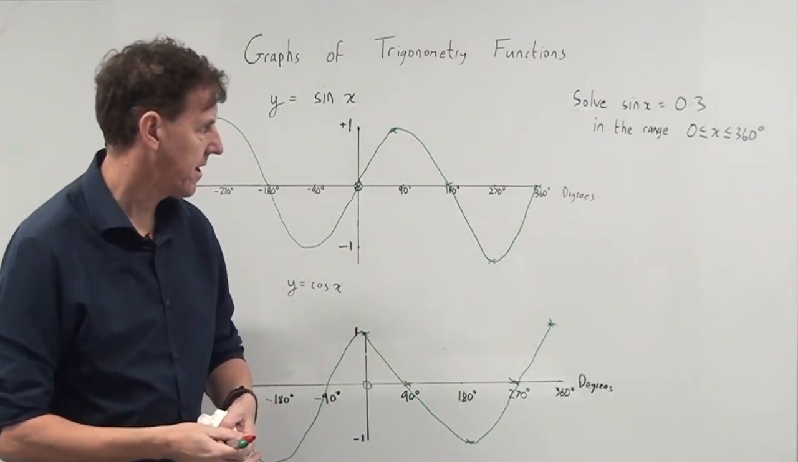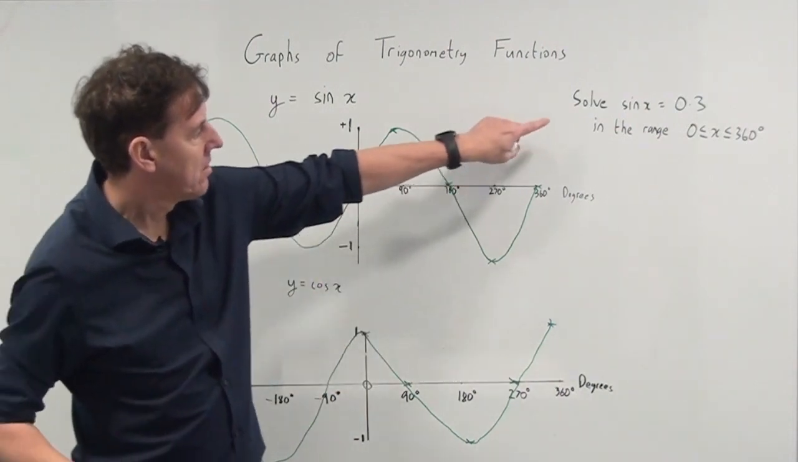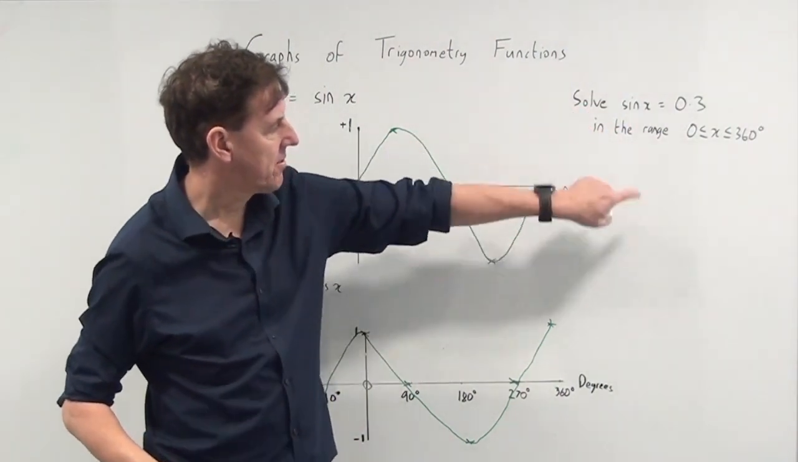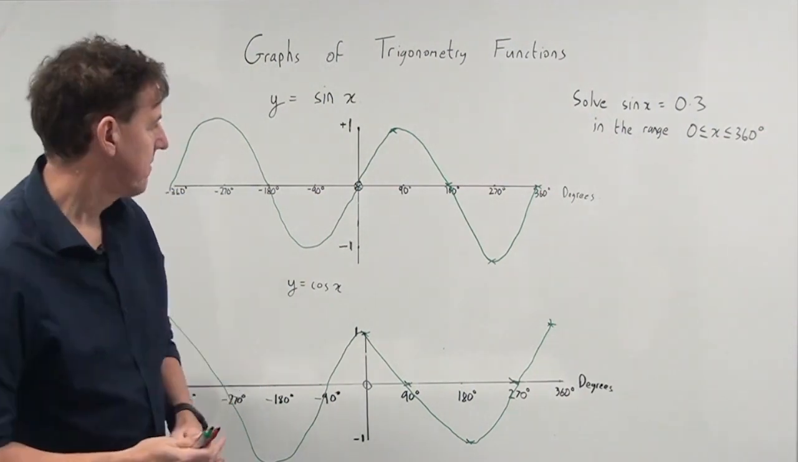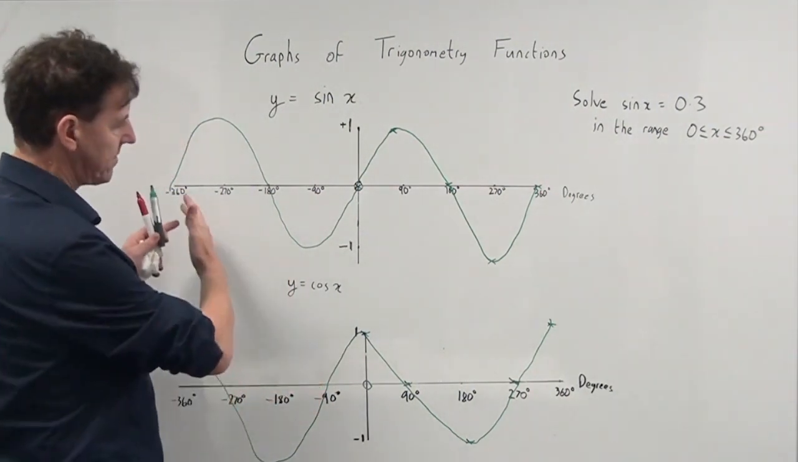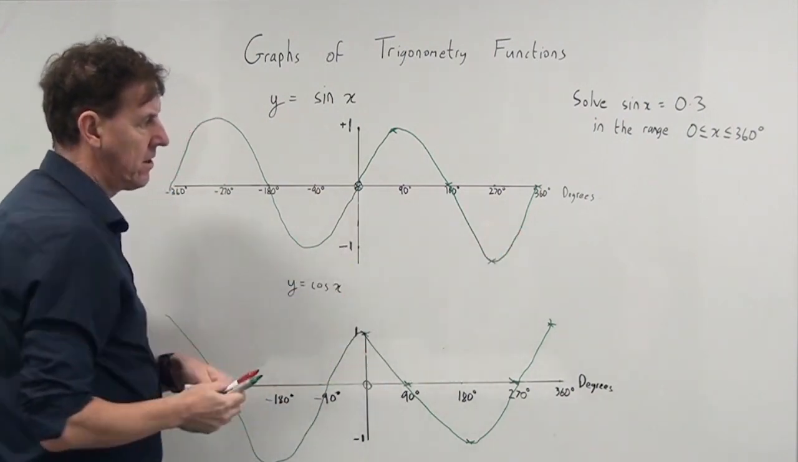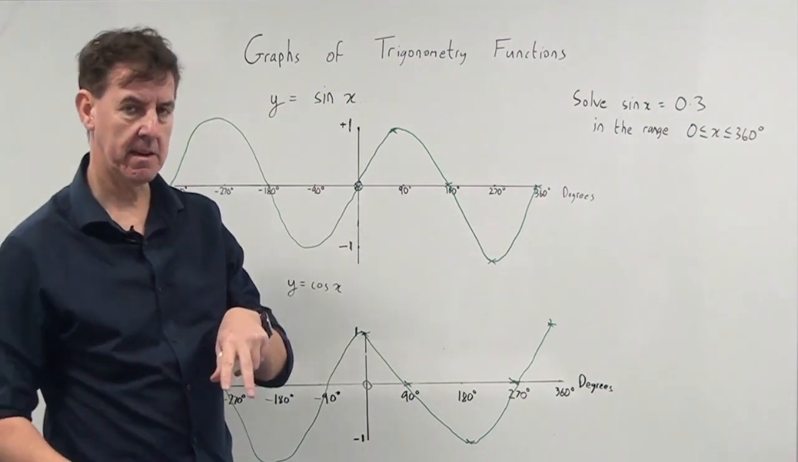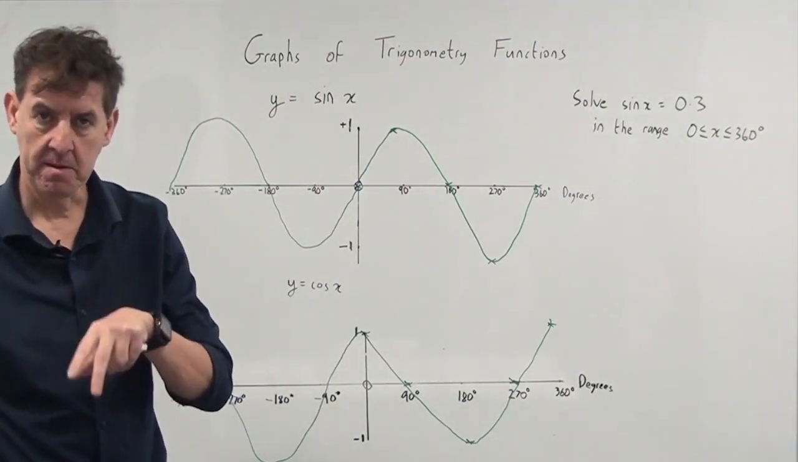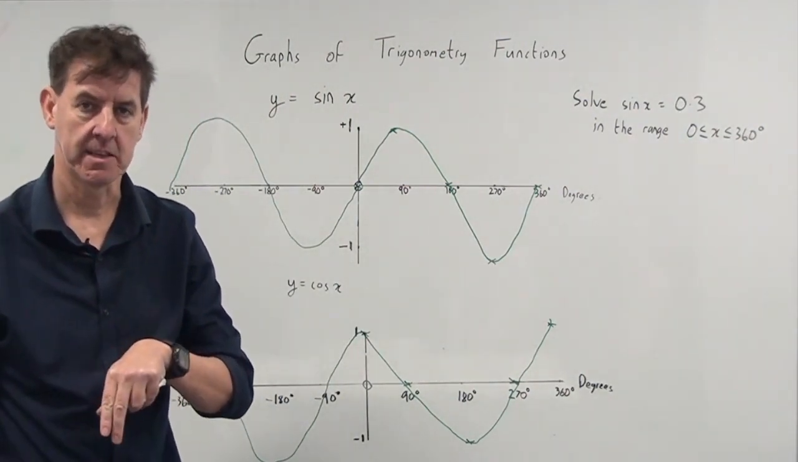So let's look at our first equation, or trig equation, to solve. We've been asked to solve sine x equals 0.3 in the range 0 to 360 degrees. So how are we going to do it? Well, basically, we've got our sine graph drawn. Notice the range is from 0 to 360, so all the answers that I'm going to write down must be between 0 and 360 degrees.